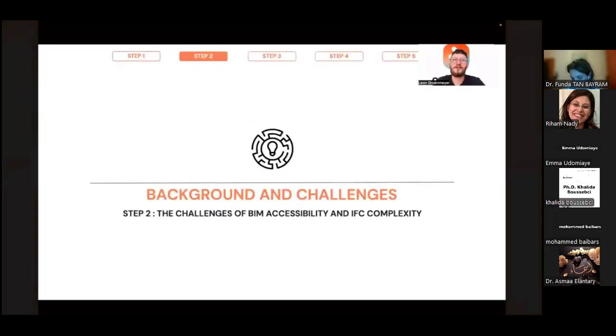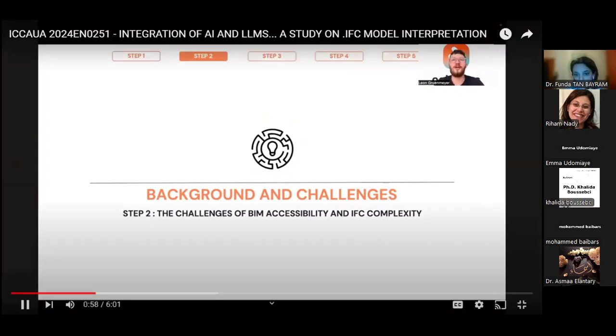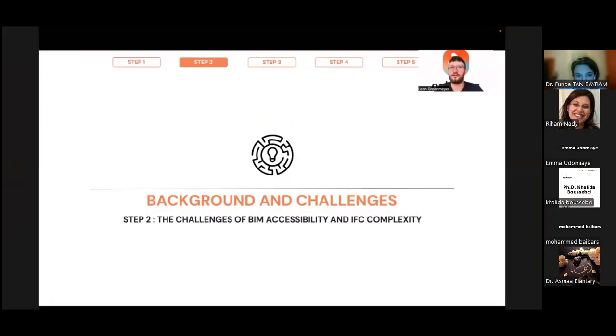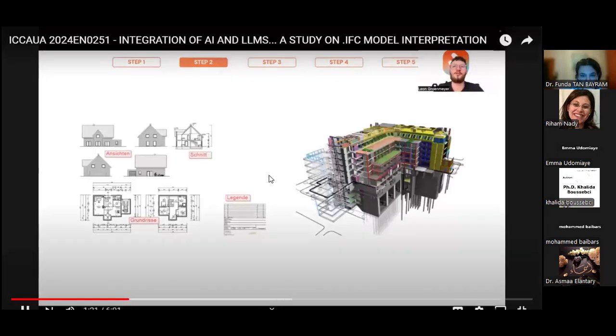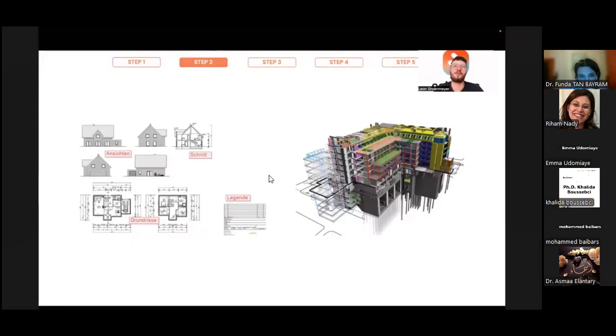In the rapidly evolving digital landscape of the construction industry, building information modeling has emerged as a transformative force, revolutionizing project management, design, and collaboration. Despite its widespread adoption and significant benefits in terms of efficiency and cost reduction, BIM faces substantial challenges, particularly in terms of accessibility and usability. A central hurdle is the Industry Foundation Classes file format, which, while integral to BIM's functionality, remains complex and often impenetrable without specialized software. This complexity not only restricts its use to a niche group of professionals, but also impedes broader adoption and the potential for innovation.